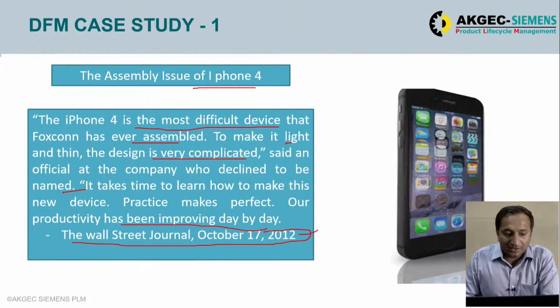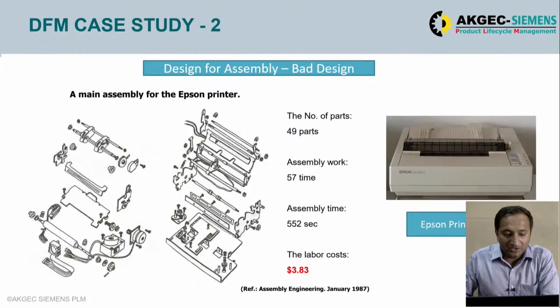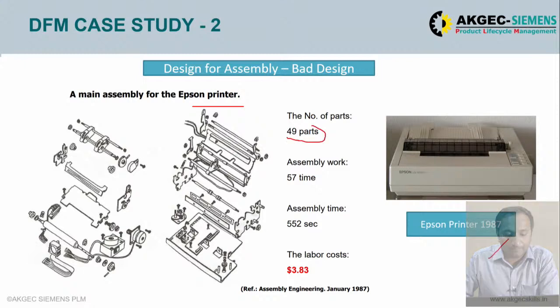Now let us see another case study. This case study is of the Epson printer. This printer was manufactured in the year 1987. It was a dot matrix printer, and here you can see the total number of parts was 49.